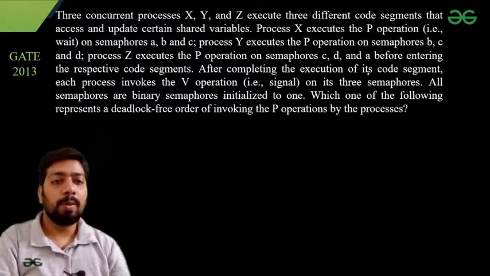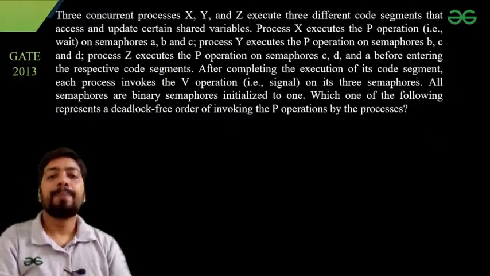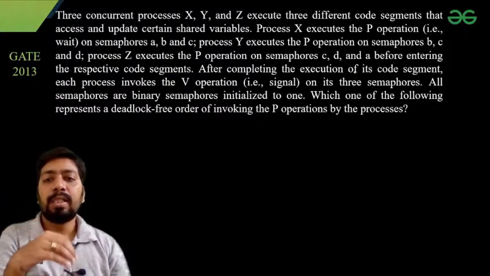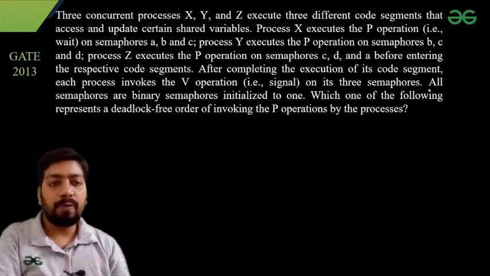Before entering their respective code segment or critical section, we know they can perform the critical section by only performing the P operation or wait operation on their semaphore. And after completing the execution of the code, they need to perform the V operation. We also know that. But what is the question?